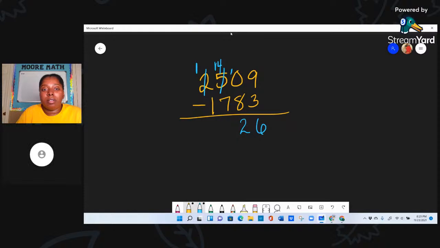And then subtract 70 from the 1,400. Okay, this is not 70. What's the place value? 700. Good. So 700 from 1,400. Okay, so 14 minus 7.